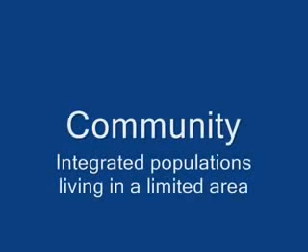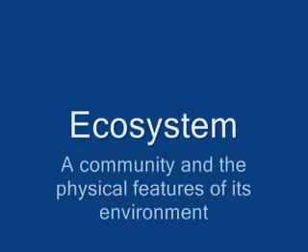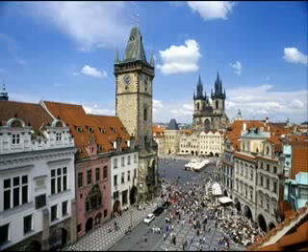Community, integrated populations living in a limited area. The people who live in the same city as you would be part of your community. Ecosystem, a community and the physical features of its environment. This would include the people in your city, as well as the wildlife, trees, cars, roads, and buildings in your city.